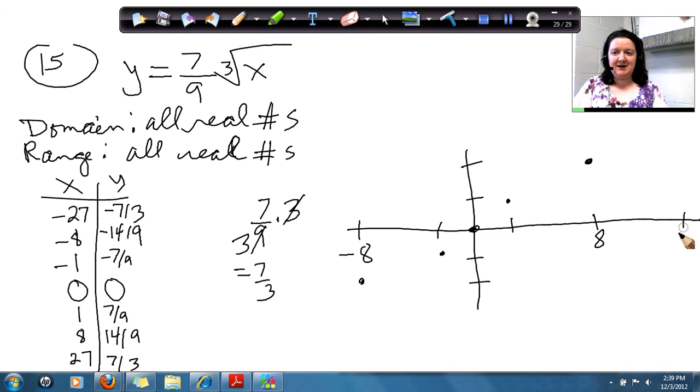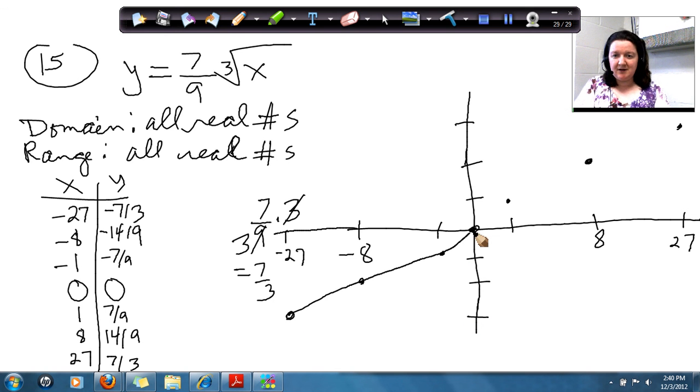If we go over to positive 27, and then over here at negative 27, 3 goes into 7 how many times? 2 and 1/3. So we're going to be just a little bit bigger than 2, not quite 3. So we're going to have something that's up there. And over here, we're going to go down to negative. So it's going to be there. So let's draw our little thing that goes up and then goes over, and it's going to go on forever in both directions.